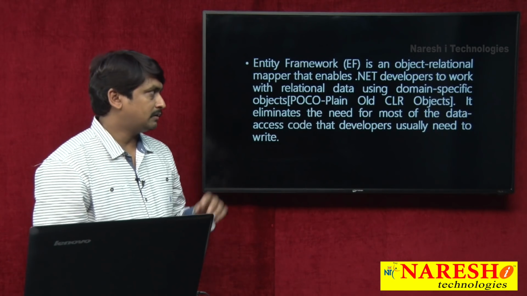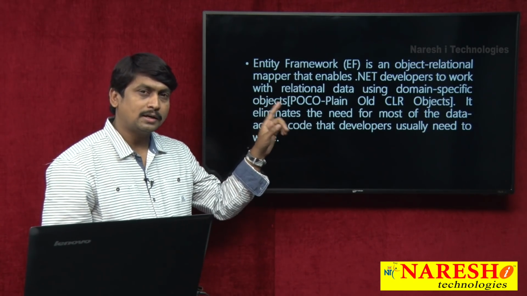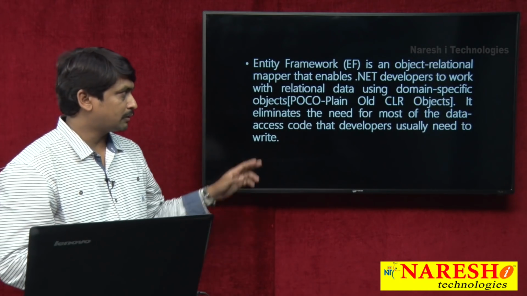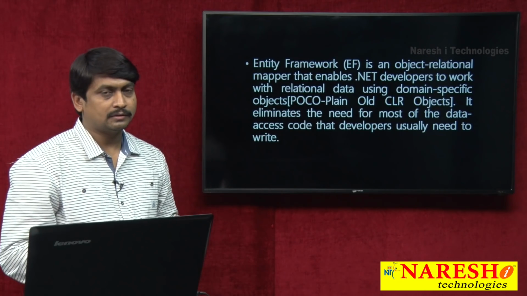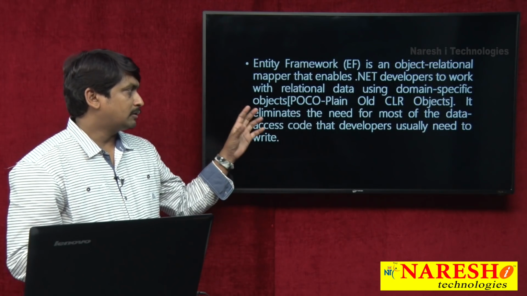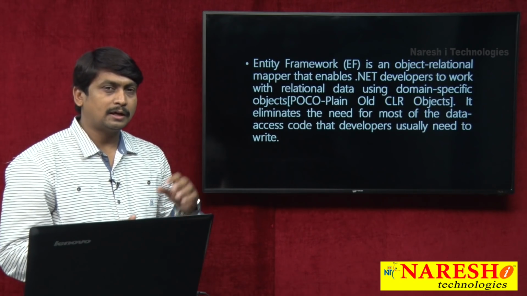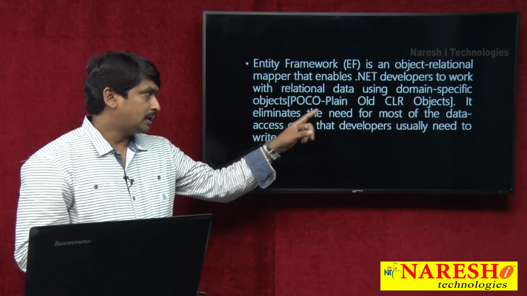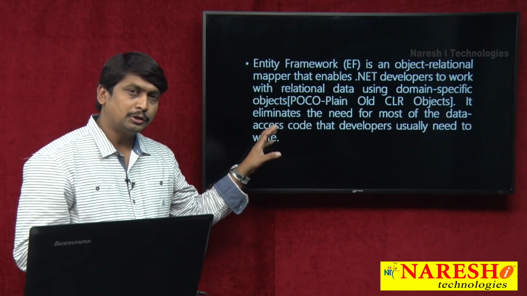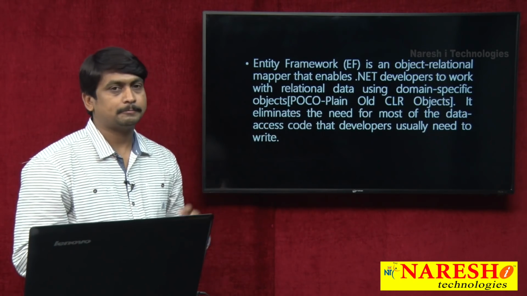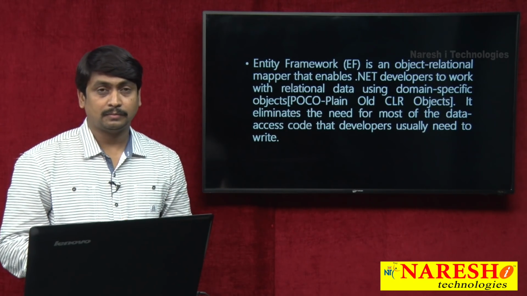So, what exactly is Entity Framework? Entity Framework is an object relational mapper that enables .NET developers to work with relational data by using domain specific classes. We call these domain specific objects POCO, plain old CLR objects. It eliminates the need for most of the data access code that developers usually need to write. So, that is one of the key advantages.